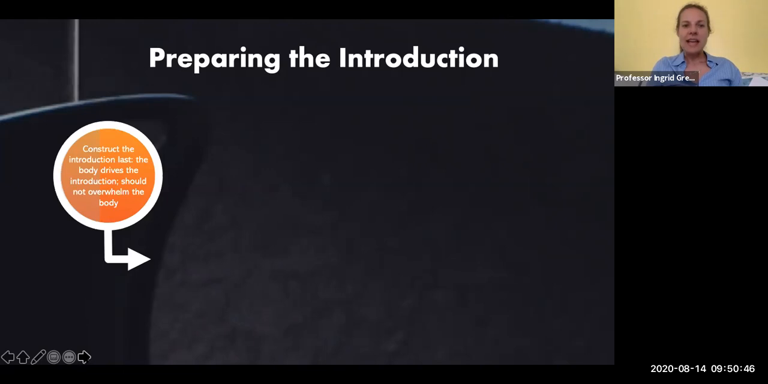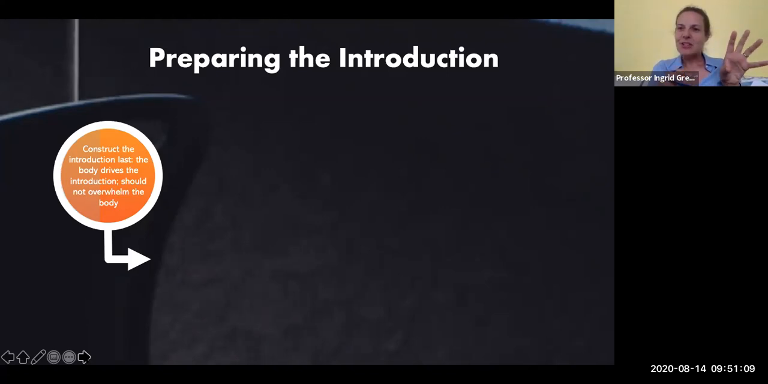Construct the introduction last. The body drives the introduction and it should not overwhelm the body, right? So in the real world, we do the introduction last. We'd like to work through the body, really dissect it, really massage it, really think about what our 3 or so main points are going to be, and then we go back and create the introduction. That's in the real world.